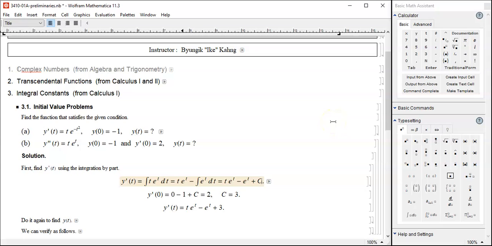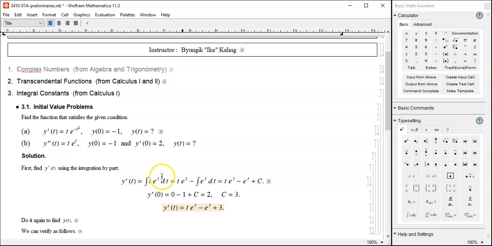Take the antiderivative, and then we have plus c. And then we can find out what that plus c is from this initial condition, y prime of 0 is 2. So plug in t equal to 0, and that's equal to 2. So we have an algebraic equation of c. C is equal to 3, so plug in 3 here. And that is the derivative function, y prime.